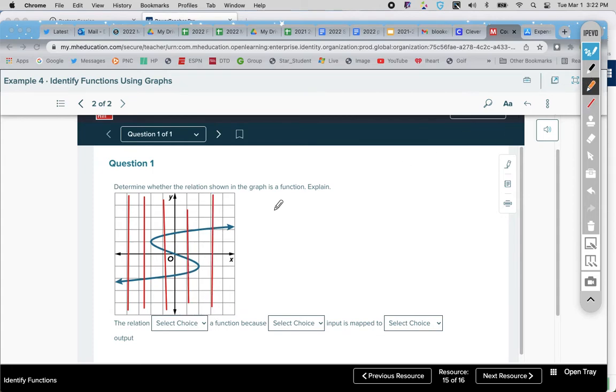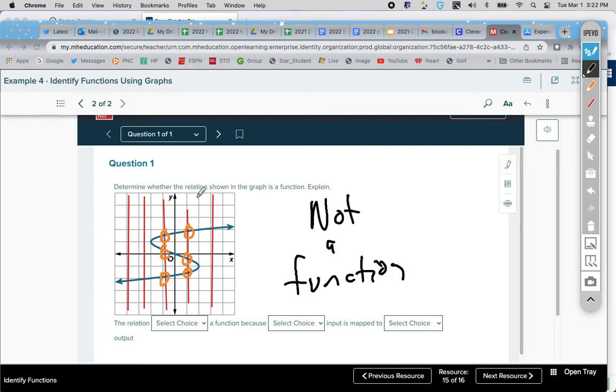So again, if I circle, notice it's touching 1, 2, 3 spots. Here it's touching 1, 2, 3 spots. All you need to do is find where it touches twice. You now know it's not a function, so this is not a function because it does not pass the vertical line test. Okay, again, that's why you use your pencil left to right to pass the vertical line test.